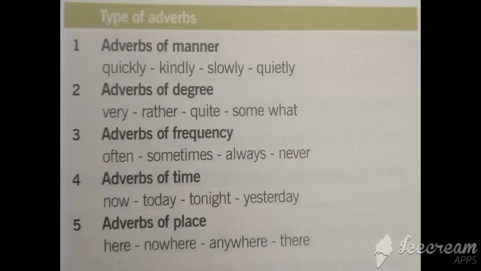Here in your book, you can find these types of adverbs. Adverbs of manner, like quickly, kindly, slowly, quietly. Adverbs of degree, very, rather, quite, somewhat. Adverbs of frequency, like often, sometimes, always, never. Adverbs of time, like now, today, tonight, yesterday. Adverbs of place, like nowhere, anywhere, there.